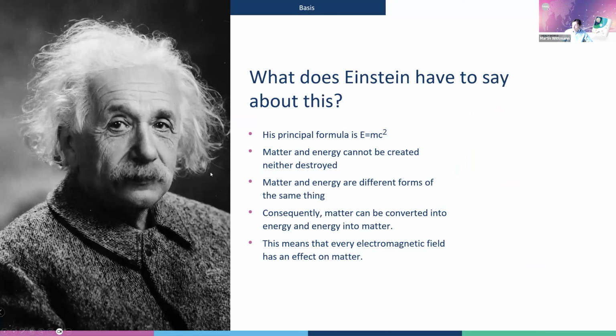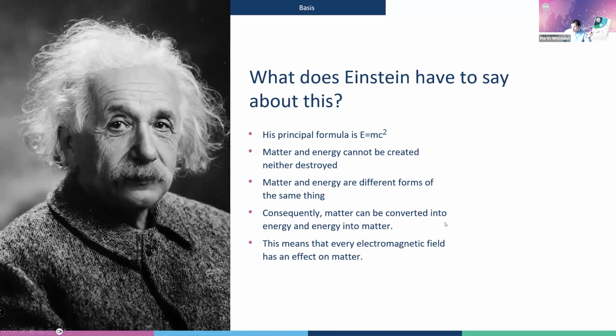Then what would Einstein say to this? His principal formula is E equals mc squared. So energy equals mass and the light speed to the power of 2. Matter and energy cannot be created, neither destroyed. This is shown in this equation: you always have energy and matter, and they cannot be destroyed. They can just morph from one to the other. Matter and energy are different forms of the same thing.